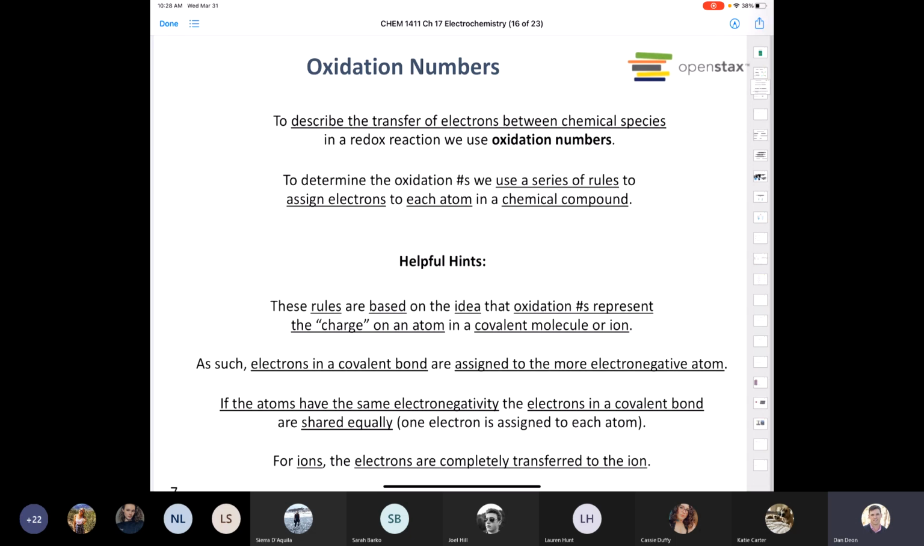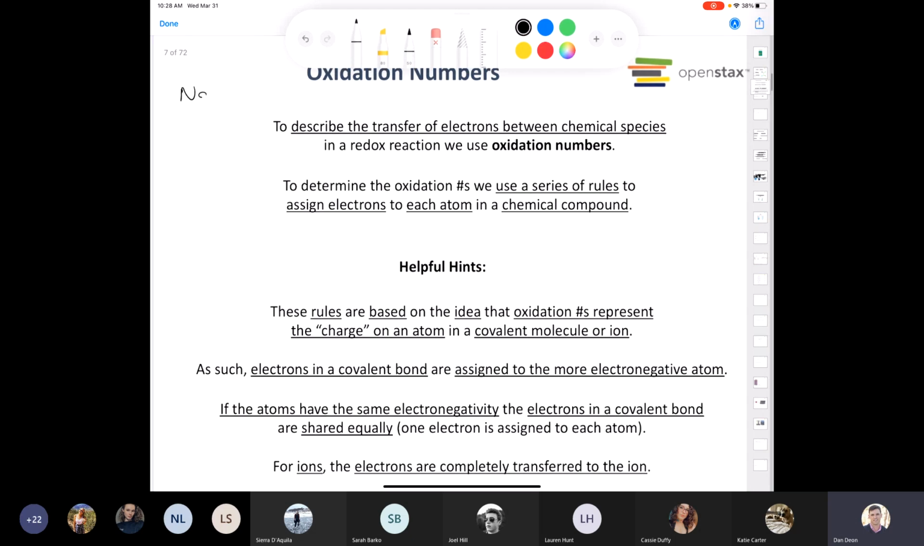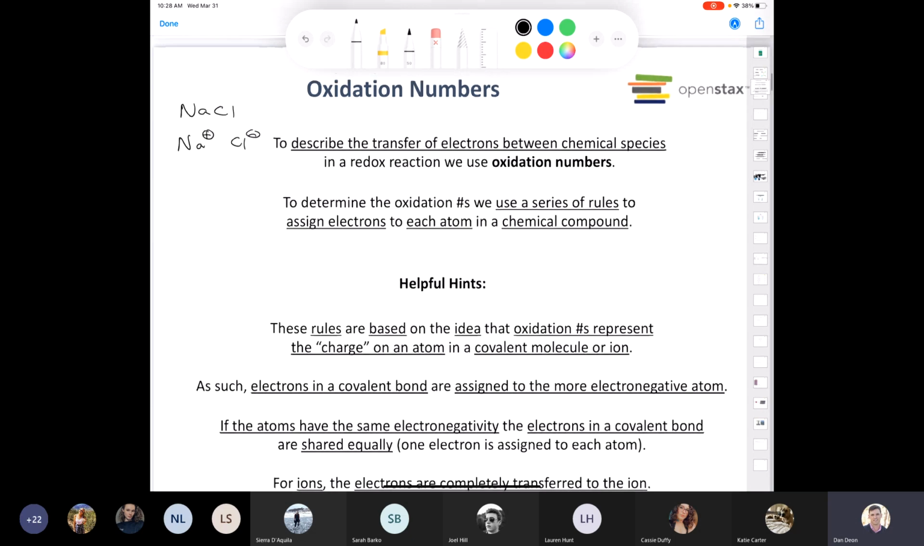So we'll start slow, and then we'll see how quick we can get on our oxidation numbers. So what is an oxidation number? If you look at a compound like sodium chloride, it's an ionic compound, you know that the sodium has a +1 charge and that the chloride has a -1 charge. Those are the oxidation numbers. So sodium has an oxidation number of +1, chlorine is -1.